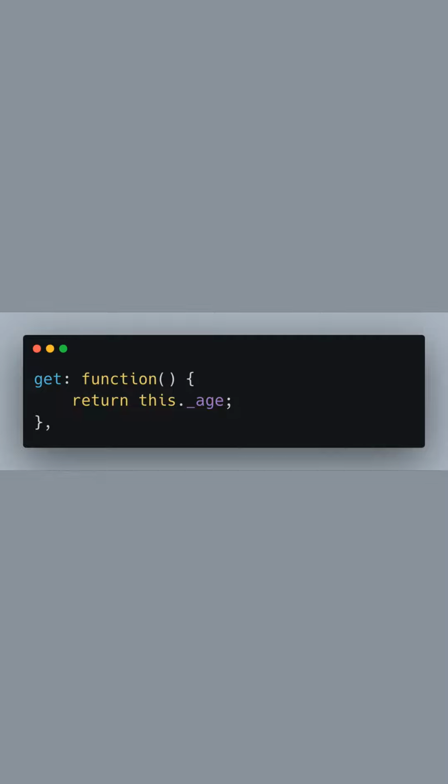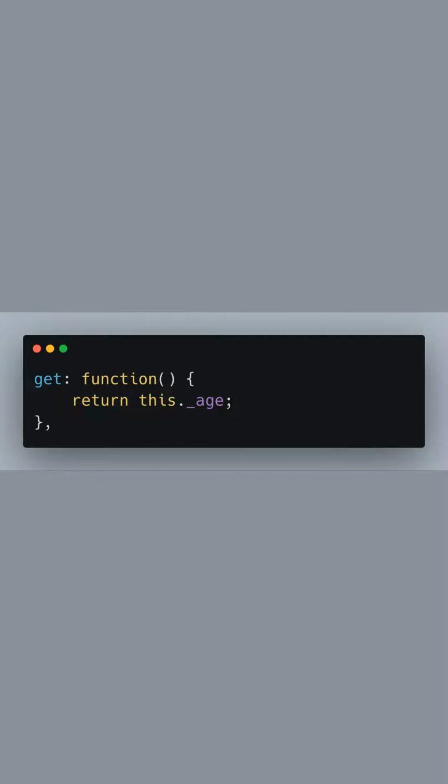We set the enumerable option to true, which allows the age property to be enumerated in loops such as for...in or in an array created by Object.keys. The configurable option is also set to true. This means we can modify the property type or delete the property from the object if needed, later on in our code. Now we define a getter function.